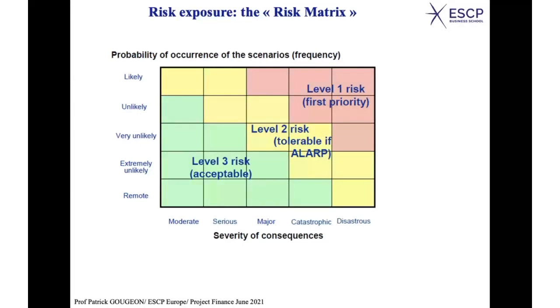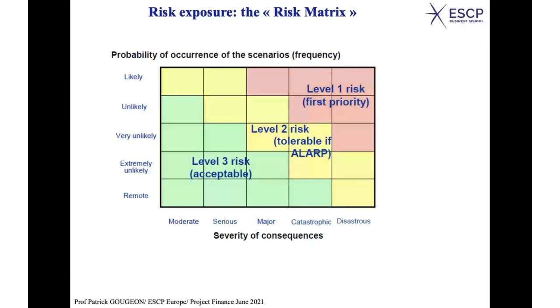Okay, so this is what we call the risk matrix, which can be built for a project. And this risk matrix is very much used. That's why I'm presenting it here. You have two axes. The horizontal axis shows the severity of consequences. It can be moderate, serious, or disastrous. And you have the likelihood, the probability of occurrence.